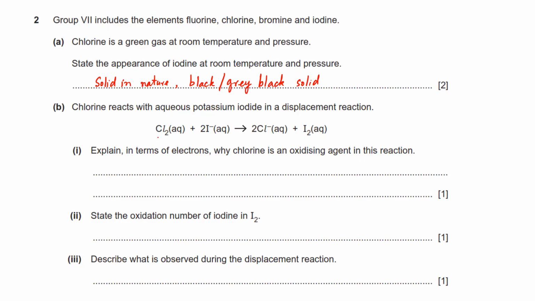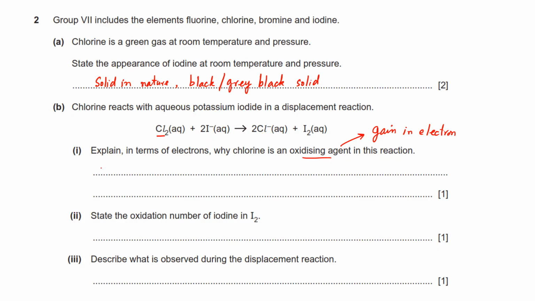So remember, an oxidizing agent means that the entity must be gaining electrons. So we need to see where the gain in electrons is. Chlorine is a gas in aqueous state and becomes Cl negative. So sorry, it gains two electrons to become Cl negative.